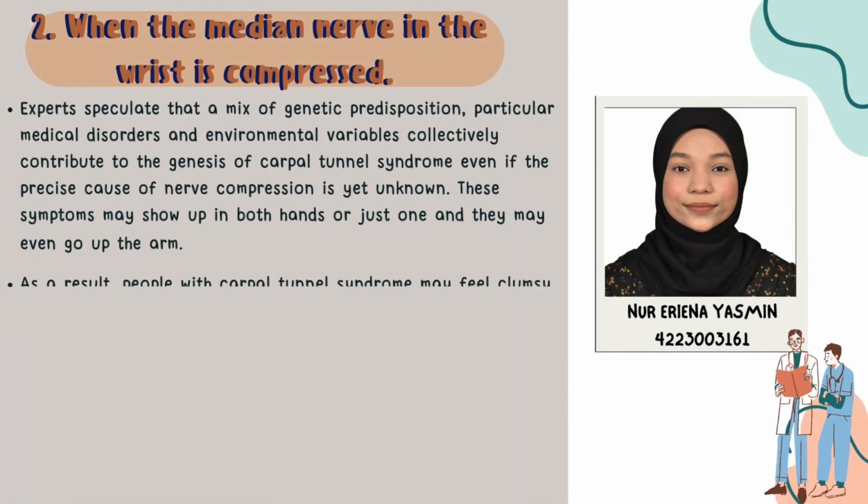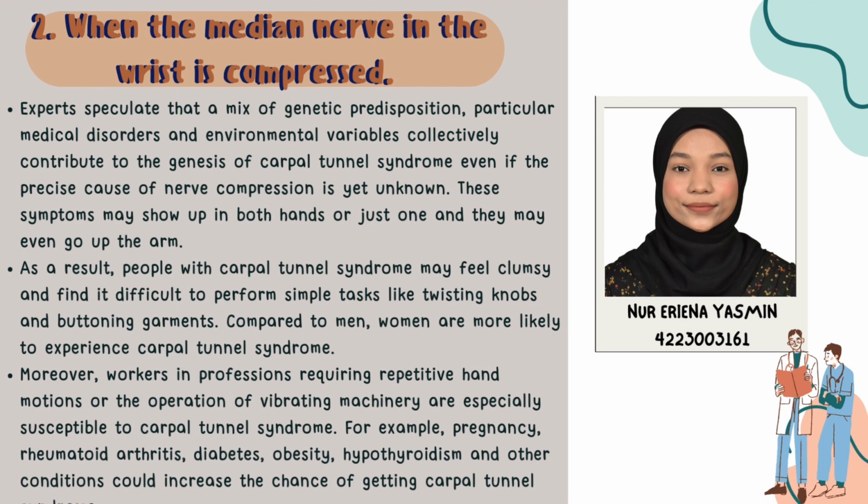Next, carpal tunnel syndrome occurs when the median nerve in the wrist is compressed. Experts speculate that a mix of genetic predisposition, particular medical disorders, and environmental variables collectively contribute to the genesis of carpal tunnel syndrome, even if the precise cause of nerve compression is yet unknown. These symptoms may show up in both hands or just one, and they may even go up to the arm.